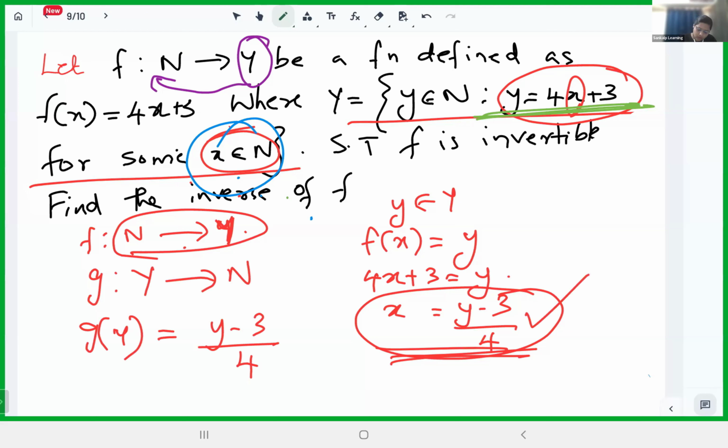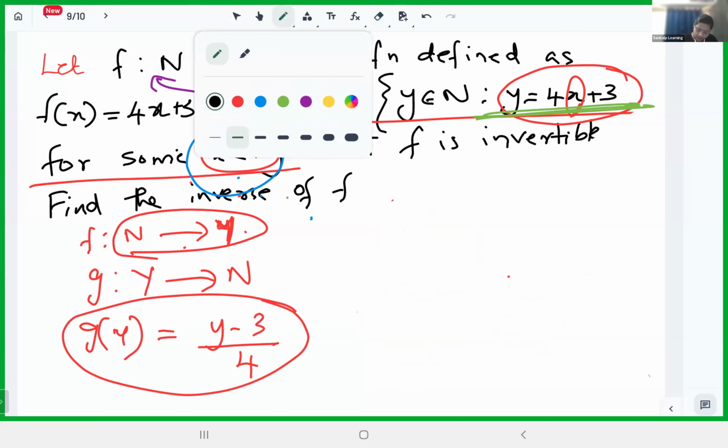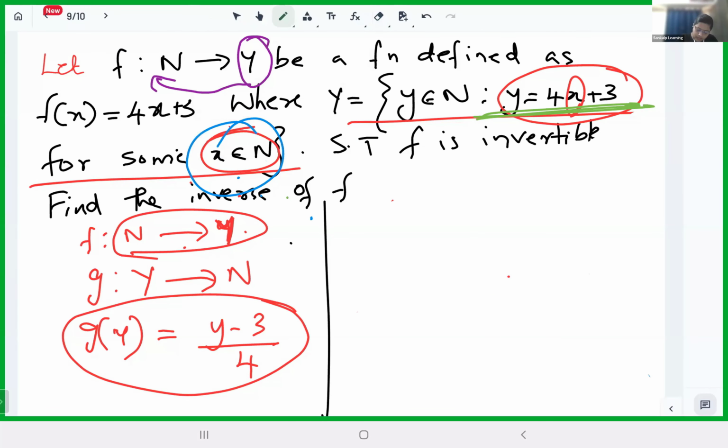Now you have to check whether this is the inverse or not, by using composition. First you find out f composition g. If you get f composition g equal to I_Y and g composition f equal to I_N, then we can say that g is the inverse of f. All right, so that is the condition. So f composition g, how will you find out? F of g of x.